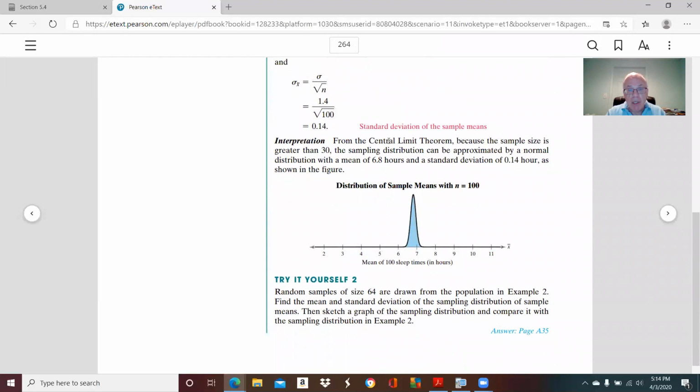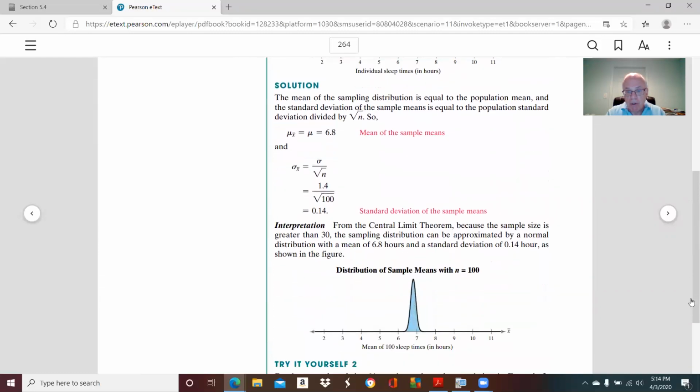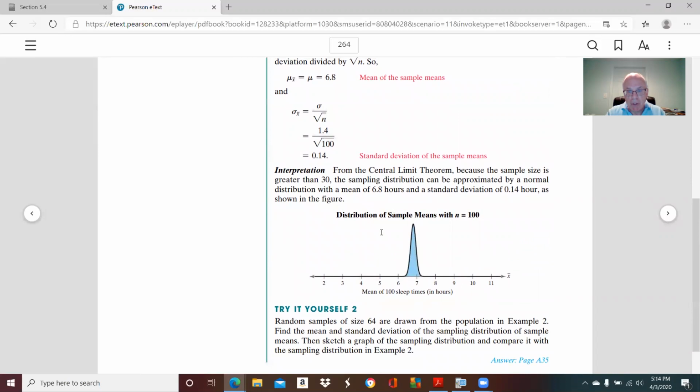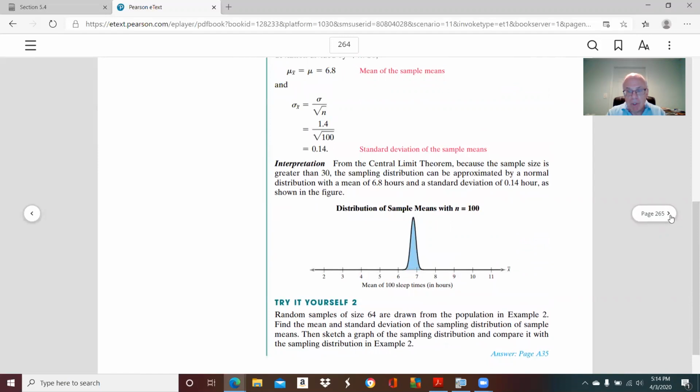And since, again, n is greater than 30, we can consider this to be approximately normal. And we can use this normality to answer probability questions. Even though the original population, certainly can't use normal CDF for this, it's not normal. But we can certainly use normal CDF for this sampling distribution because it is normal.